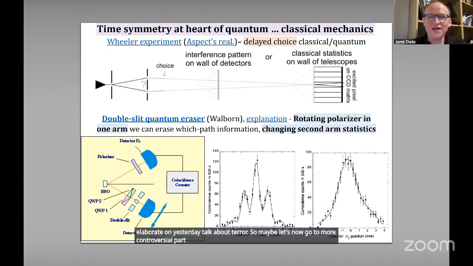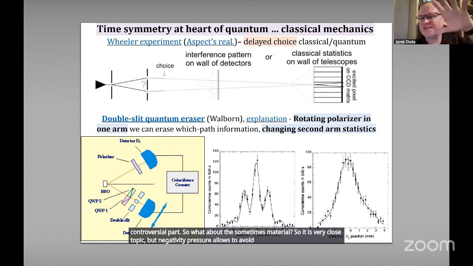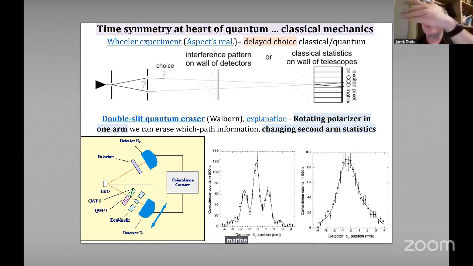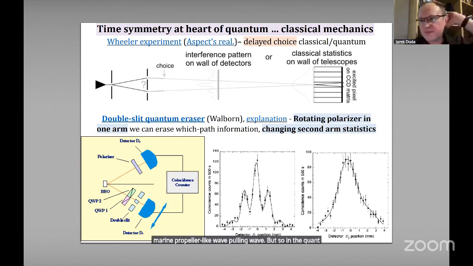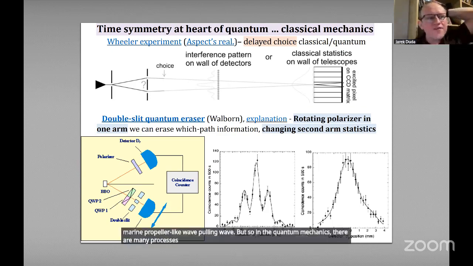So what about the time symmetry? It is a very close topic, but negative radiation pressure allows us to avoid it. We have just this marine propeller-like pulling wave. But in quantum mechanics, there are many processes which have hidden retrocausality. We cannot use it, but it is clearly required.